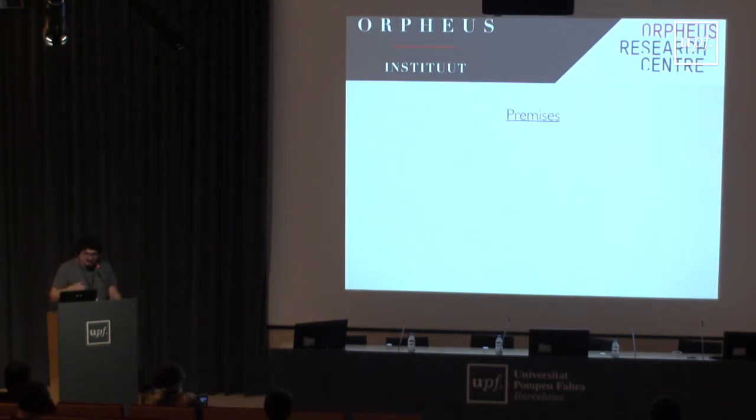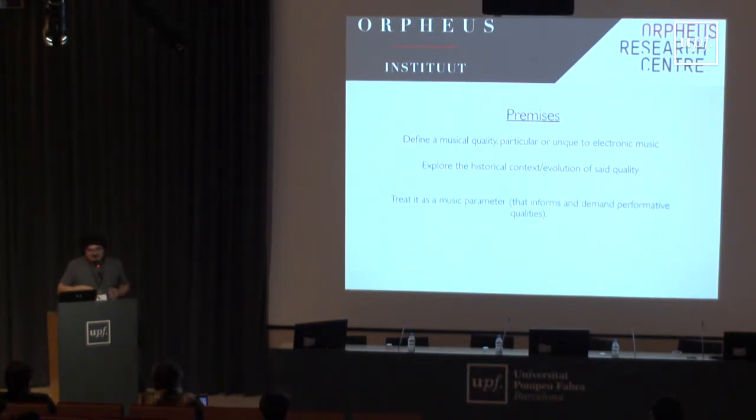And just to give a quick example, the premises were, for example, to define a musical quality that was particular or unique to electronic music, and then explore the historical context or the evolution of that quality in existing repertoire, and treat it as a traditional musical parameter. So this is something that can be exposed and presented and modified in a live concert situation. And in the end, to create an interface, an instrument, a way to explore these qualities in performance.